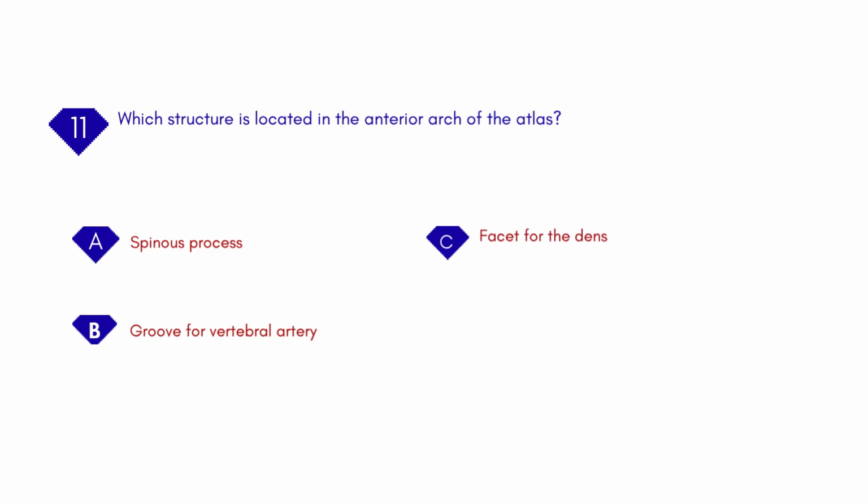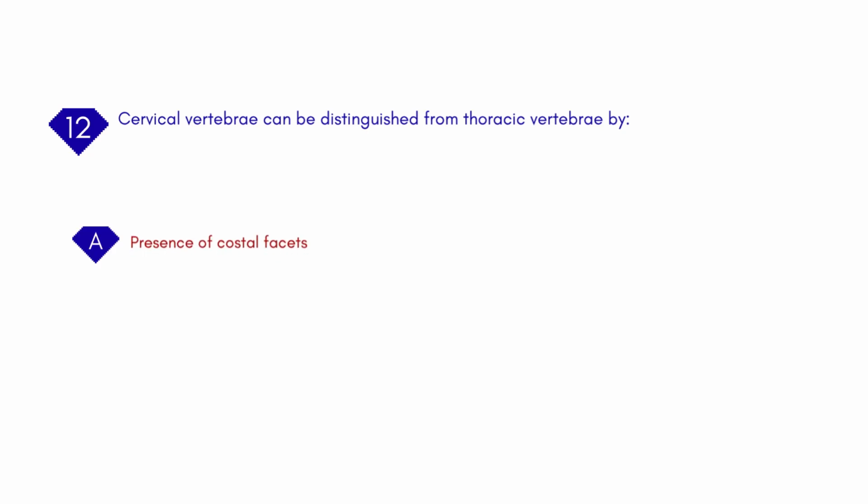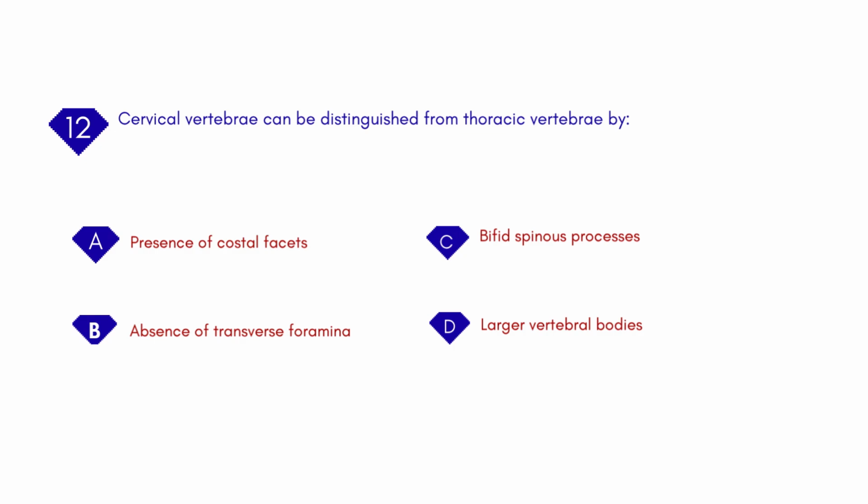C. Facet for the dens. D. Lamina. Answer, C. Facet for the dens. Cervical vertebrae can be distinguished from thoracic vertebrae by A. Presence of costal facets. B. Absence of transverse foramina. C. Bifid spinous processes. D. Larger vertebral bodies.